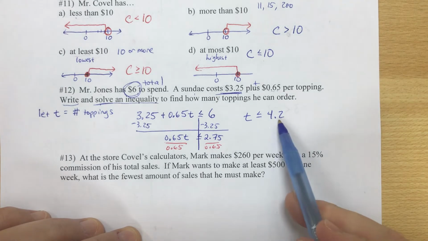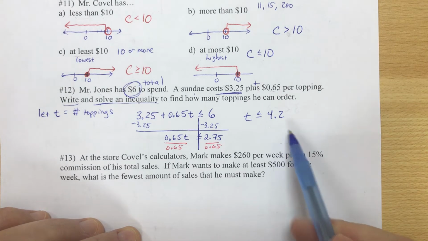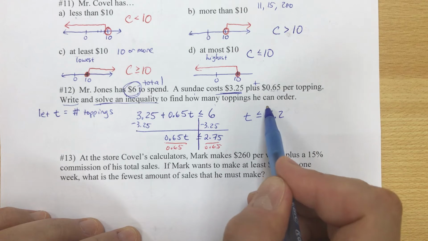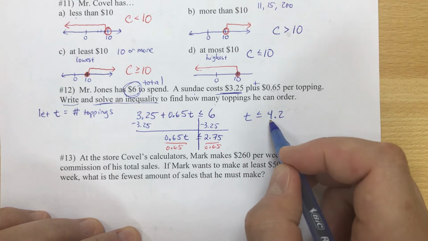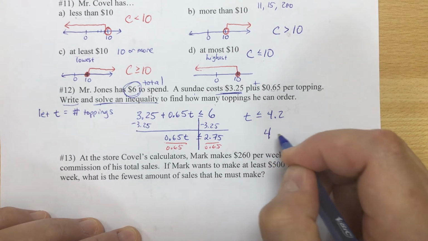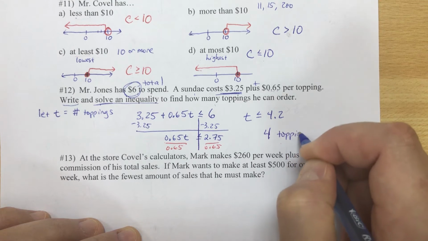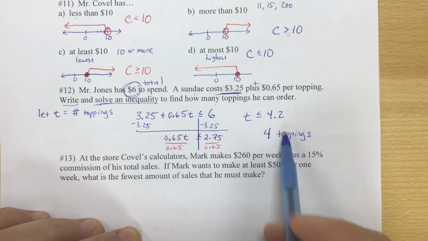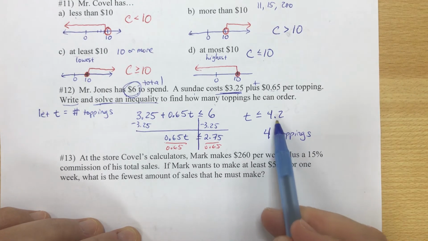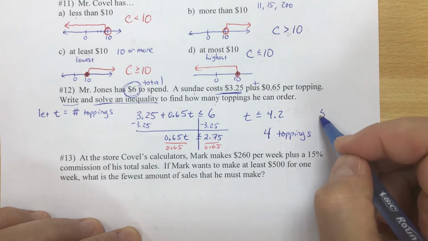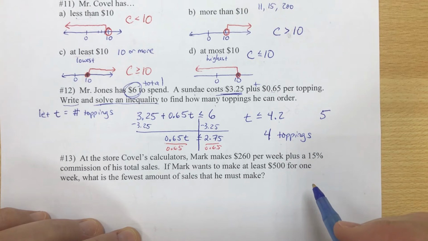Now you can't have 0.2 toppings. So how many toppings can he order? Well, we can't go more than 4. So he can order 4 toppings. Because, again, you can't have a decimal number of toppings, a fraction number of toppings. If we try to go 5, he's going to pay too much money. He doesn't have enough money for that.